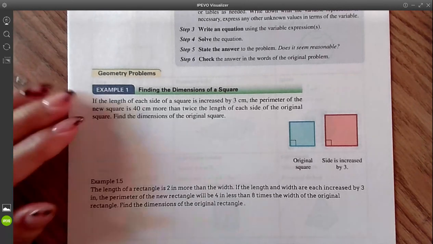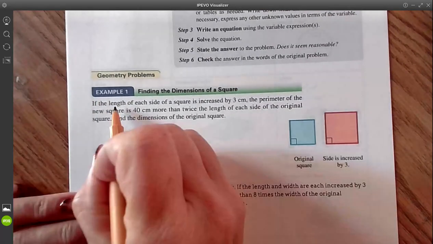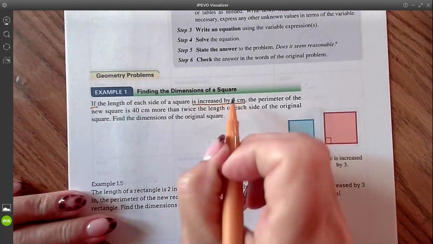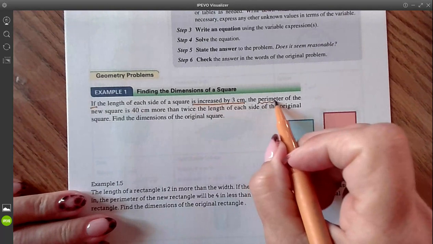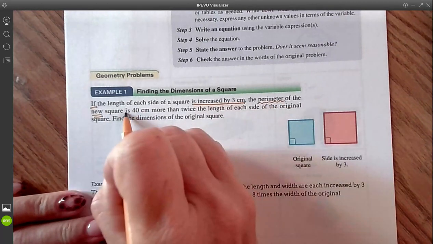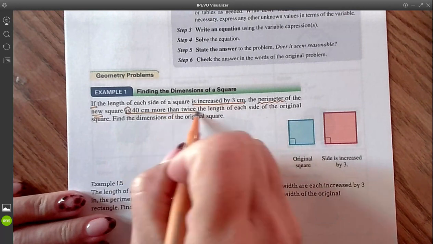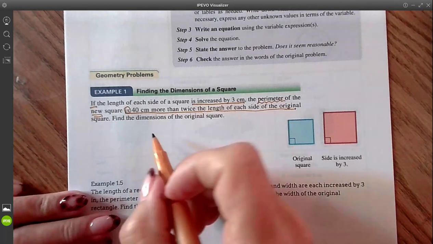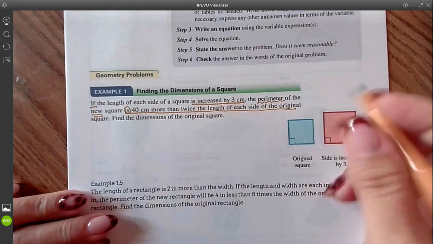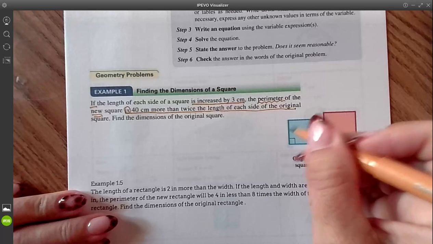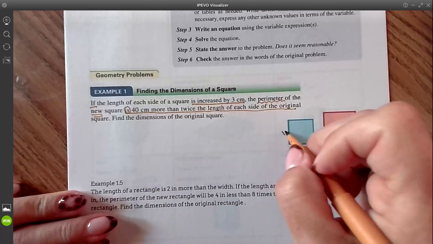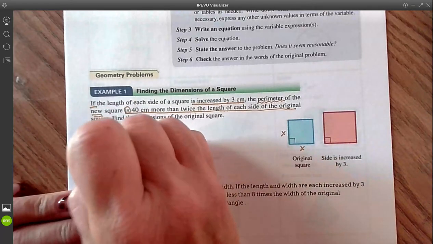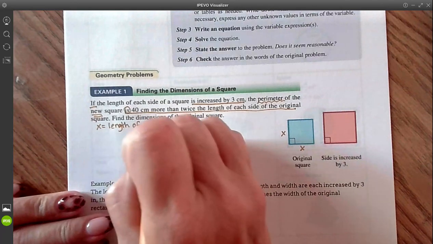Okay, let's figure out what we got going on. If the length of each side of the square is increased by 3 centimeters, the perimeter of the new square is 40 centimeters more than twice the length of each side of the original. Find the dimensions of the original square. So what we're supposed to be finding is the dimensions of the original square, and since a square has equal sides, I'm going to label my original square side as x for the length.